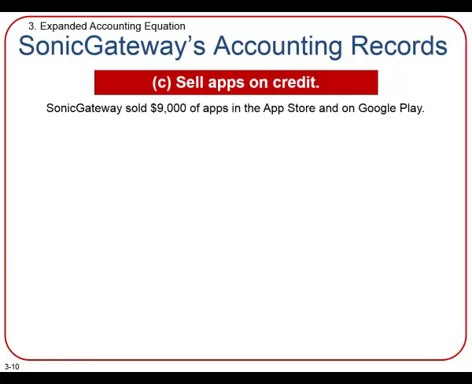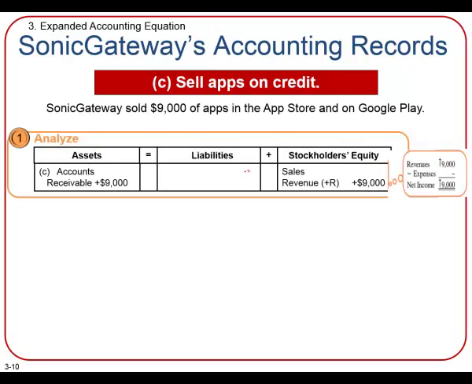SonicGateway sold $9,000 of apps in the App Store and on Google Play. This is one of those situations where they didn't get their money yet. They'll get it later. We put the $9,000 in an accounts receivable account. We'll receive that money later. And then we will also increase our revenue.